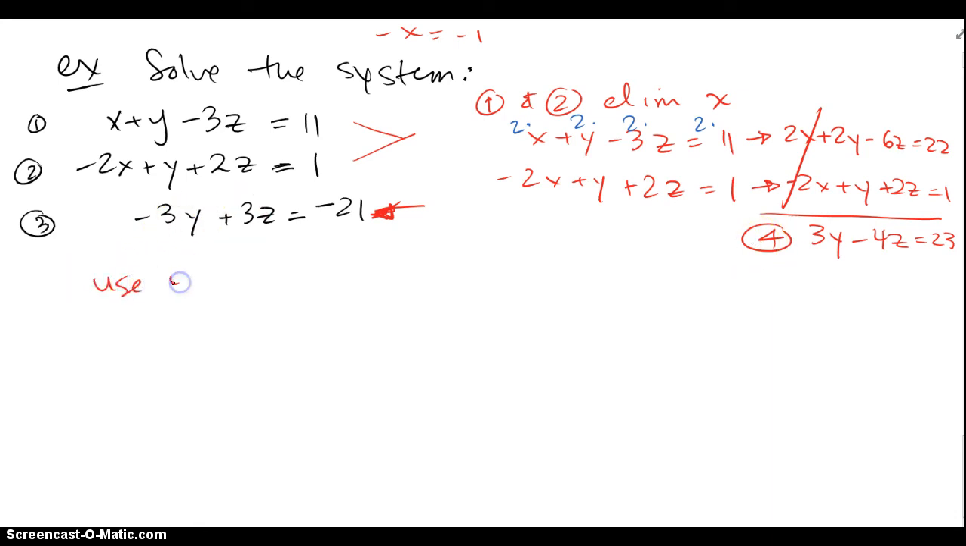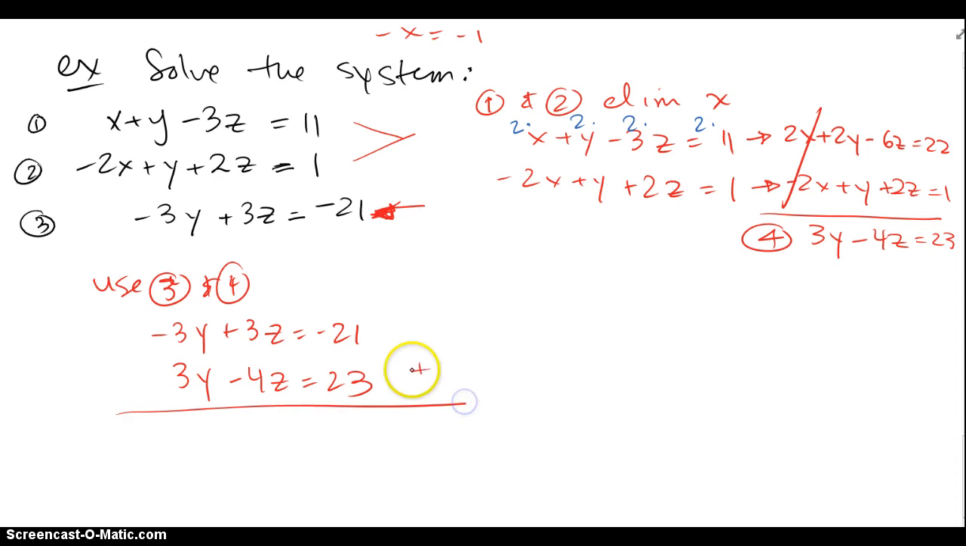Now I'm going to use 3 and 4 and see what I can do with these guys, and it looks like I'm in business because even the coefficients of the y's nicely match up for this problem. I don't really have to do any work, but go right away and add them. That's going to give me negative z equals a positive 2, which means z is a negative 2. So after some work, I found my z value.